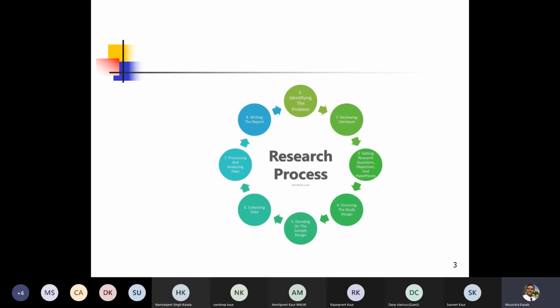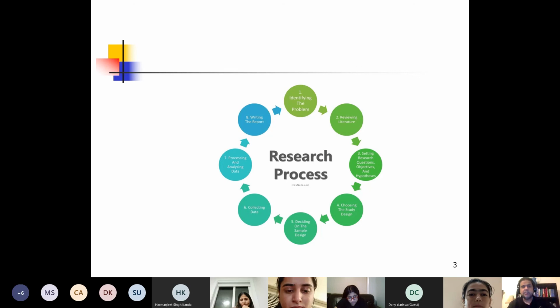Okay, so one of the functions of a literature review is to get a basic idea about the topic that I'm going to do a research about. Very good, thank you. Who can give me another function of the literature review?